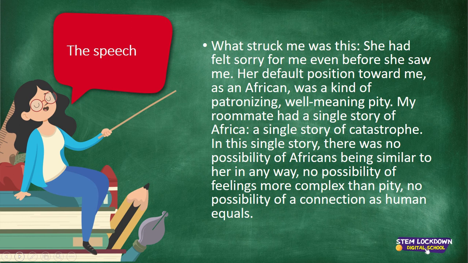What struck me was this: she had felt sorry for me before she saw me. Her default position toward me as an African was a kind of patronizing, well-meaning pity. My roommate had a single story of Africa, a single story of catastrophe. In this single story, there was no possibility of Africans being similar to her in any way, no possibility of feelings more complex than pity, no possibility of a connection as human equals.